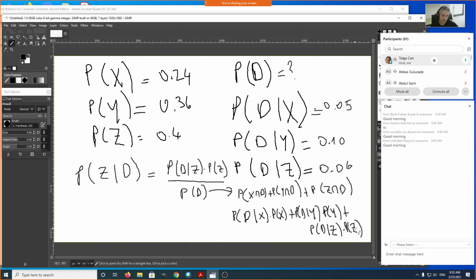Okay? Now, in all of these cases, you see that you're adding three things, and one of these things that we add is actually in the numerator.